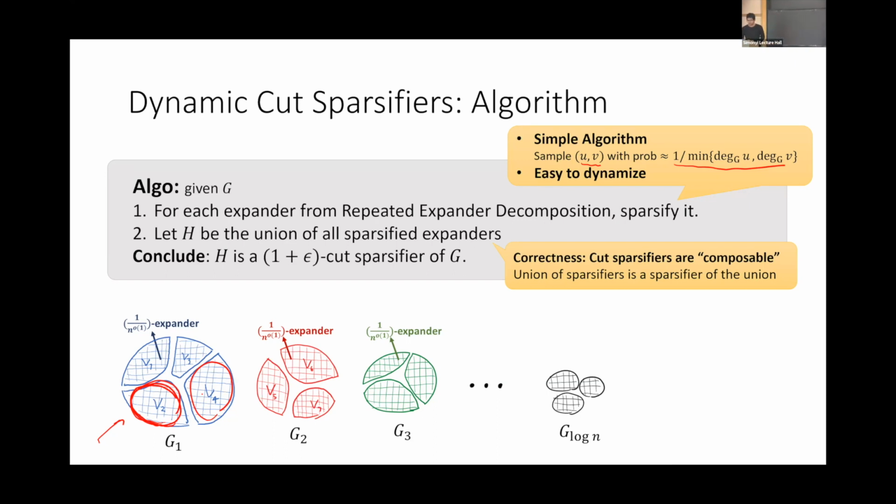And note that the size of your sparsifier is going to be nearly linear in n as well. Why? Because on each layer, you spend linear in the size of this expander. So the total size on each layer is going to be linear in n. And now you sum up over all layers, but there are just log n layers. So it's still nearly linear in n, the total size of your returned sparsifier.